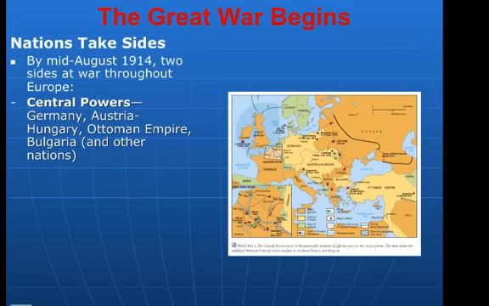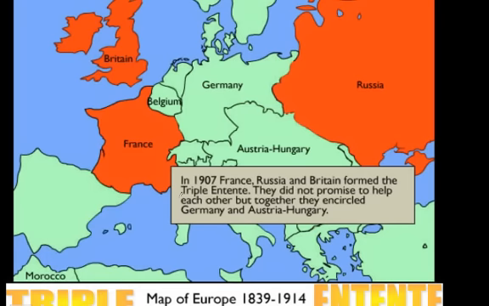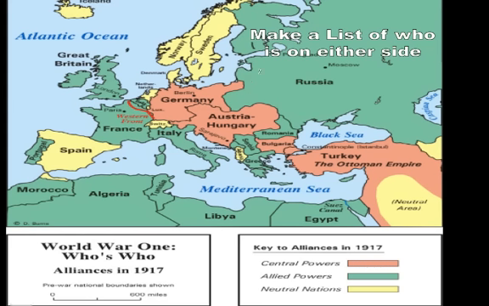The Central Powers: Germany, Austria-Hungary, Ottoman Empire, even Bulgaria and others. Get it? Central Powers, they're kind of right down the middle. Alright, the other allies, you've got Britain, you've got France, you've got Russia, you've got Italy. Notice the United States not till 1917. Here again, Central Powers, Britain, France, Russia.